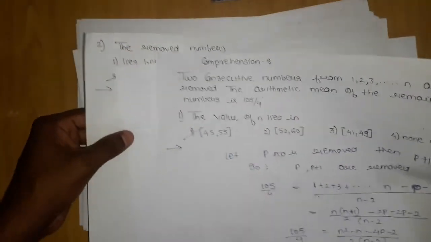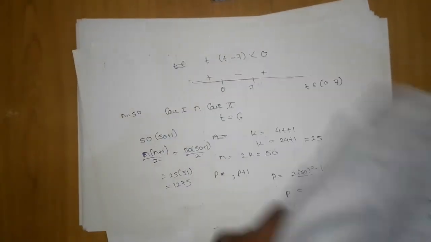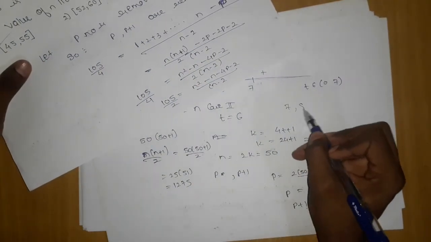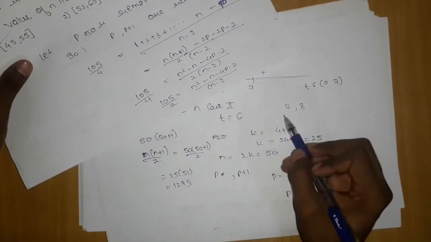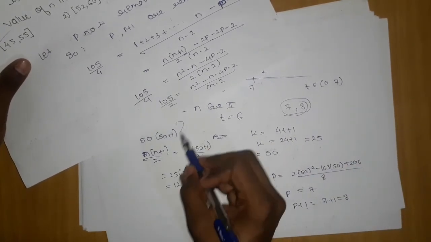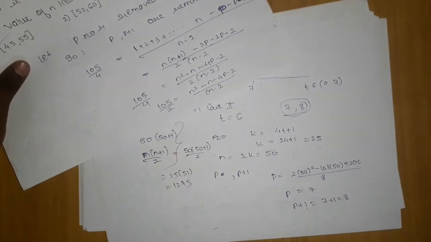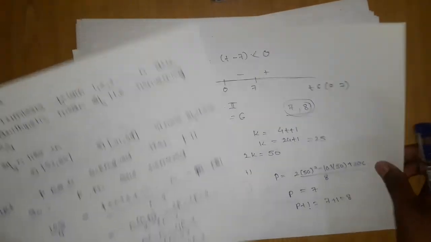And don't get confused about how we can get that n into n plus 1, because it is the sum of 50 terms and 7 and 8 are removed. These are the terms left, 50 terms are there. So we applied this formula and got the answer. Okay, so this was comprehension 8, and hope you have understood everything clearly. I did my best to teach you the comprehension.